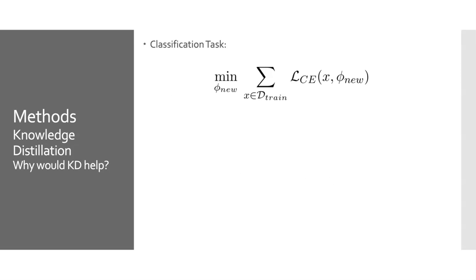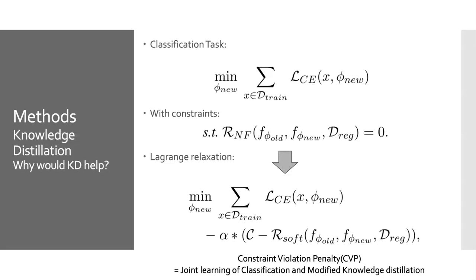In the computer vision, distillation and ensemble are proven to be helpful in reducing regression. Let's first justify why knowledge distillation can help. The regression-free condition can be considered as an additional constraint when optimizing the original problem. After applying Lagrangian relaxation to the constraint optimization problem, we can convert the hard constraint into a term called the constraint violation penalty term.